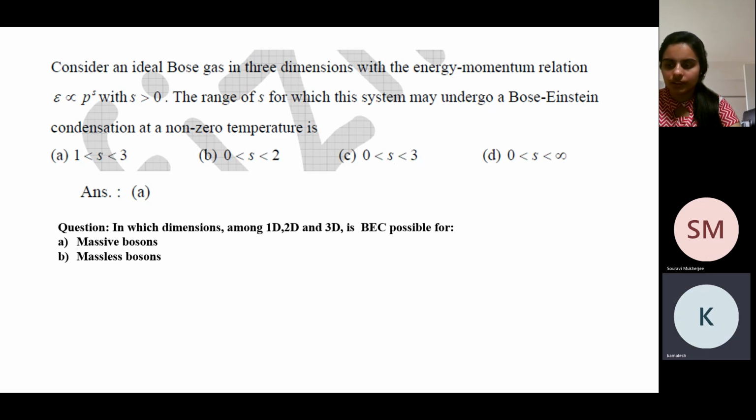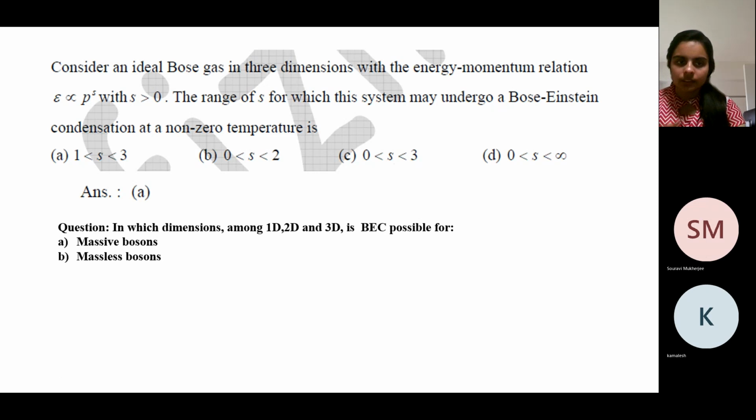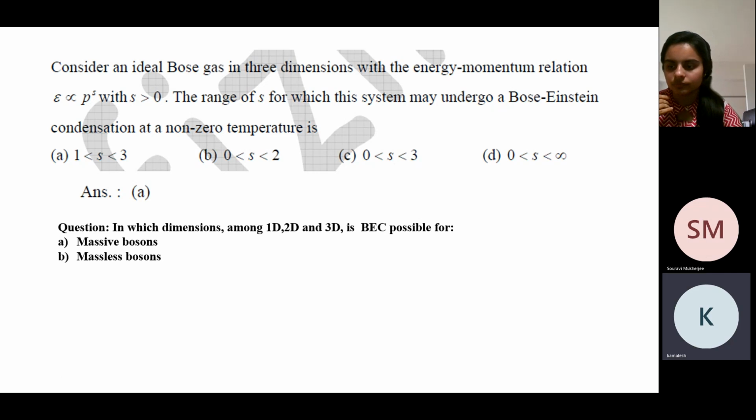So it should be in 3D, 3 dimensions. Yes, ma'am. Right. So that means for massive bosons, you can have Bose-Einstein condensation only in 3 dimensions or beyond. But ma'am, then what happens for a massless boson? Here s is 1, so d must be greater than 1. So 2D and 3D.